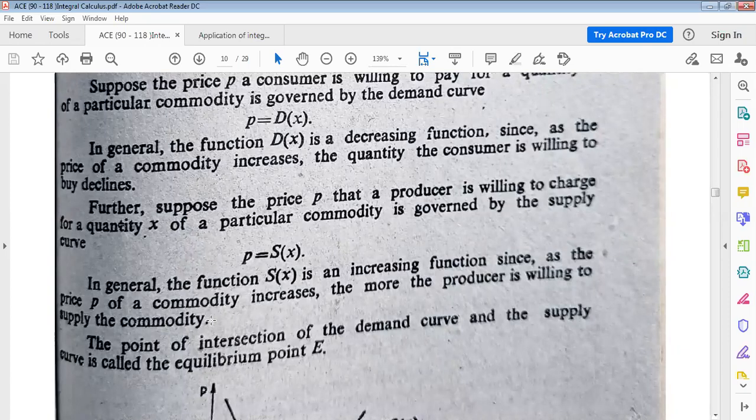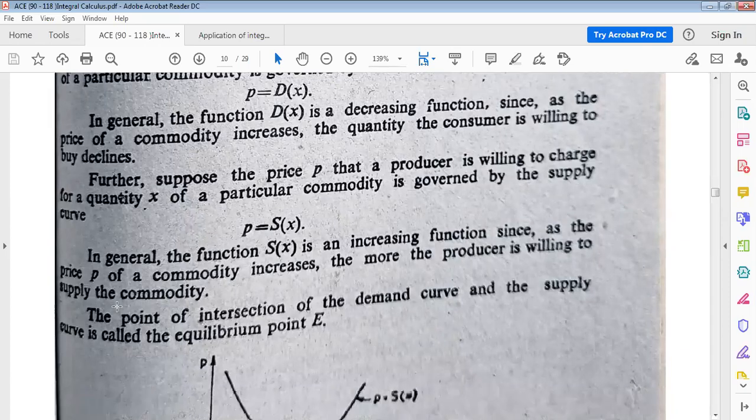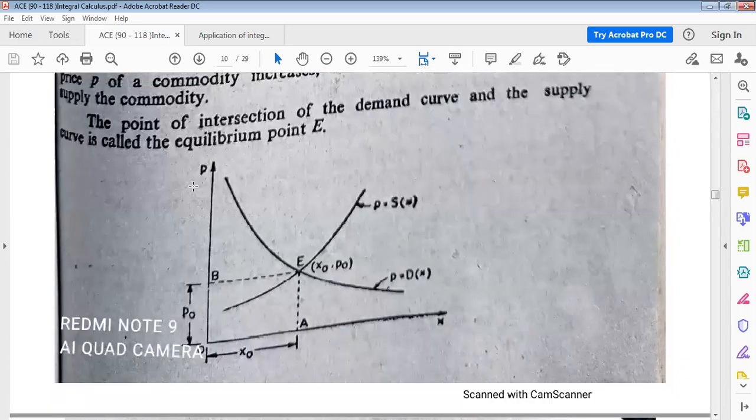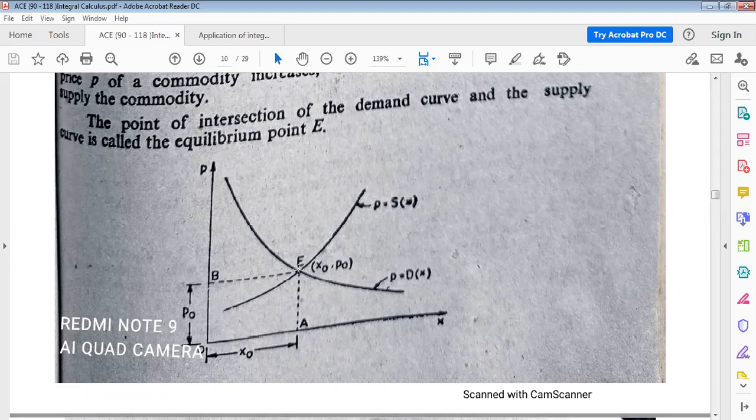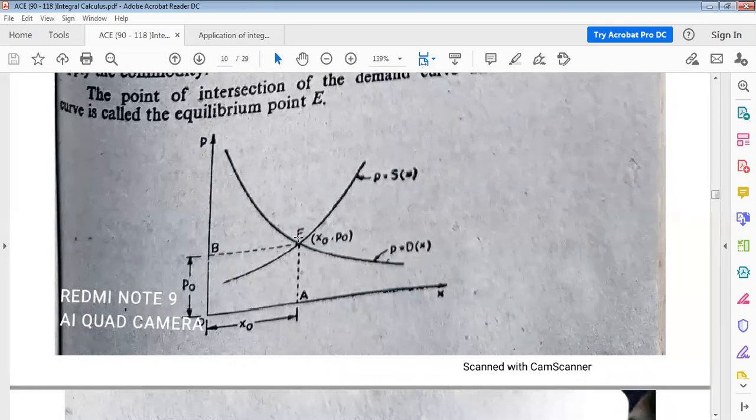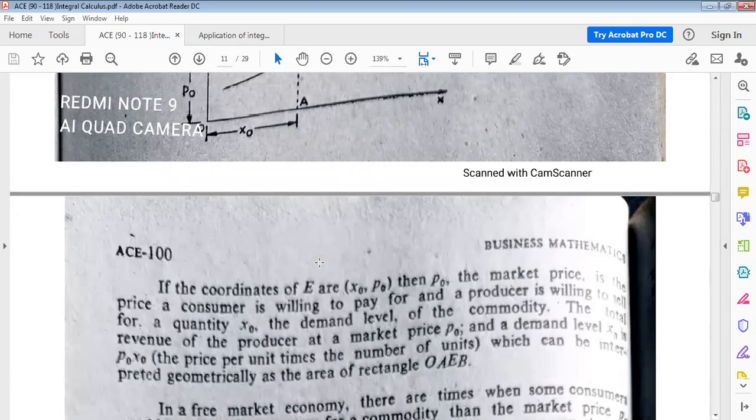This is the happiness for the producer. If the price P increases, the supply will increase. So there is an equilibrium point E. This is the demand curve, and this is the supply curve. Supply and demand meet at a point. This is the point E, the equilibrium point where demand and supply are equal. At the point E, we have x naught, p naught. Along the x-axis, x is the number of units, and p, the price, is along the y-axis.